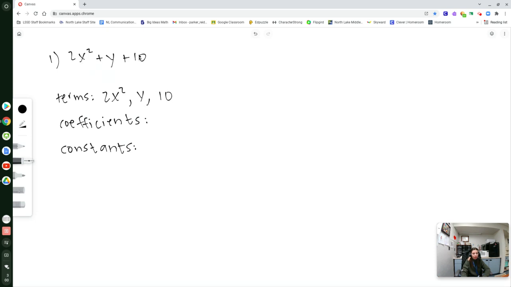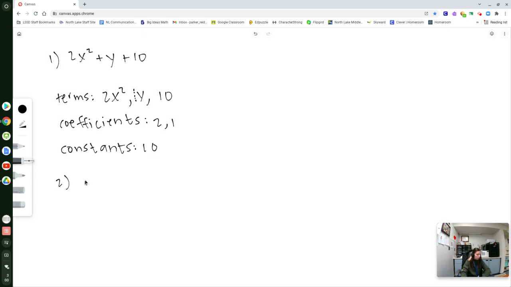It's like I took my expression and replaced the plus or minus symbols with commas to create a list of terms, 2x squared, y, and 10. Coefficients are numbers in front of the variables. In front of the x, there is a 2. In front of the y, I don't see anything, but that means there is an invisible number 1 because 1 times y still makes y. And constants are terms that are just a number with no variable attached, so that would be 10.